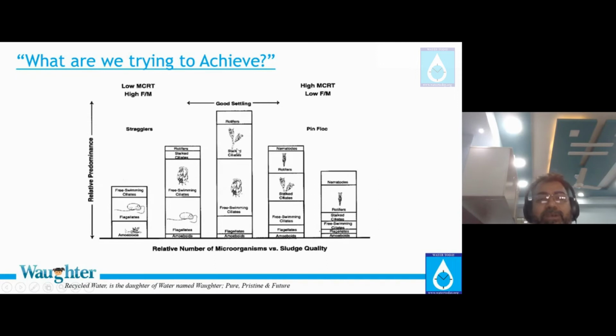But what I'm trying to say is, when you have high F/M and low MCRT, you have a phase called stragglers. And when you have high MCRT and very low F/M, which is the typical case of MBR, you have lots of pin flocs. So our activated sludge process and sequential batch reactor process should work within this particular range. For the MBBR process, do I bother about all this? The answer is no. We do not bother about all these things.